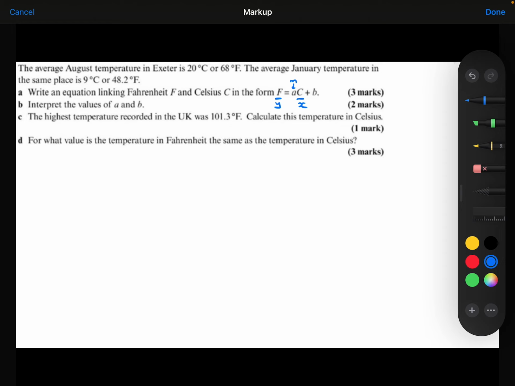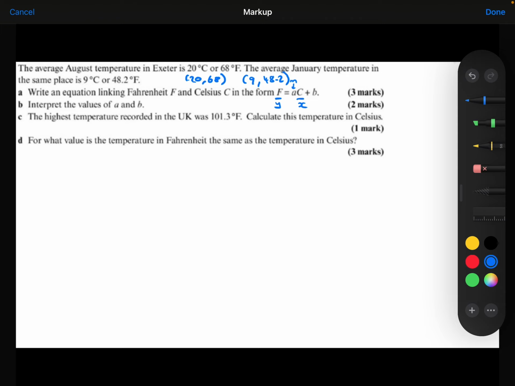So let me take these points and write them as coordinates. So 20 degrees, that's my x, 68 degrees Fahrenheit, that's my y. And then we've got 9 degrees Celsius, that's my x, and 48.2 degrees, which is my Fahrenheit, so that's the y.